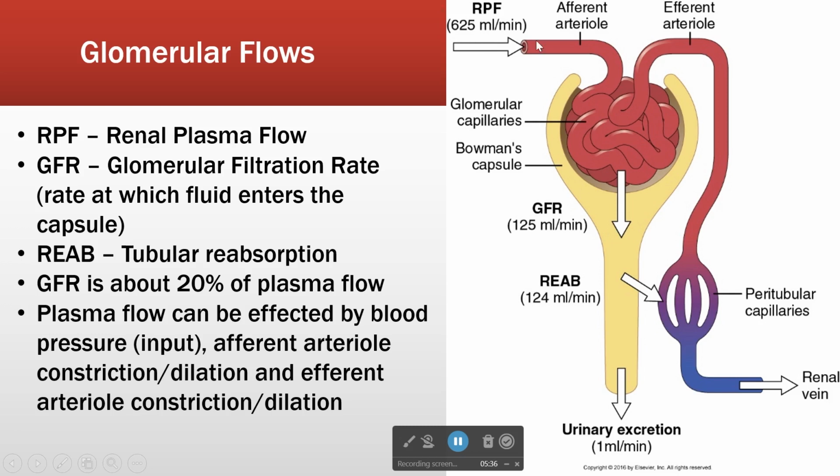Now, some of that fluid that enters here, that fluid that is plasma, some of that fluid is going to get pushed through the filtration membrane. So we call that glomerular filtration. The amount of fluid that exits the glomerulus and enters the capsule, we call glomerular filtration. The rate at which that happens is glomerular filtration rate. The single most important factor in renal function is glomerular filtration rate.